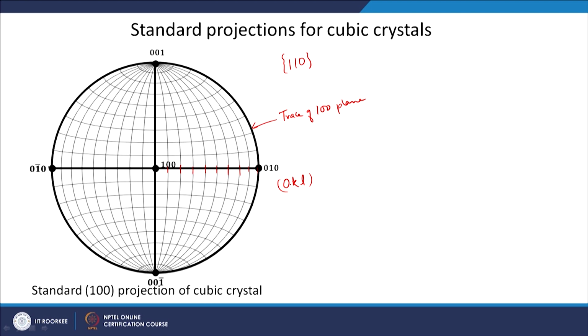That means the first index should be 0 and the remaining two can be any number, because if I take the dot product of this, 1 into 0 will be 0, plus 0 into k will be 0, plus 0 into L will be 0. So the dot product will be 0.